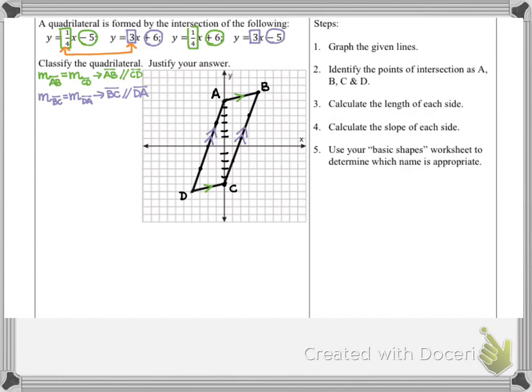All right, well, if the opposite sides are parallel, and I have shown that by identifying my corners, saying some information here, so I have enough to back it up. I believe we're at the point where we have enough information. So based off of this, because of these two things, I would say that shape ABCD is a parallelogram.